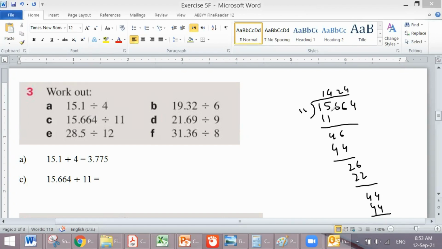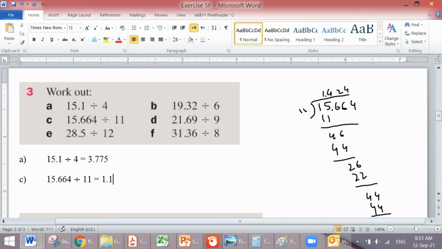Now I will have to put this decimal point. So in my question, my decimal point is here 15.664. So after the decimal point, there are 3 values. So it will be 1.424. So the answer will be 1.424. Okay. And similar.